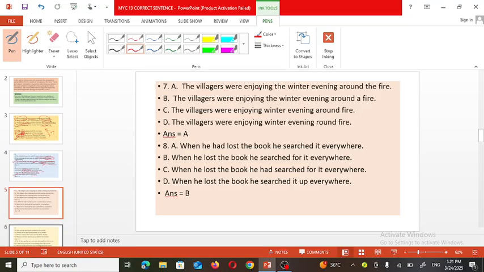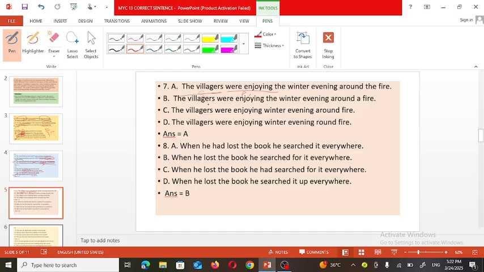The villagers were enjoying the winter evening around the fire. So our villagers, that is the subject, were enjoying. It is in the form of verb plus ing, which means the sentence is in the past continuous or past progressive tense. So there is no error in the first statement.